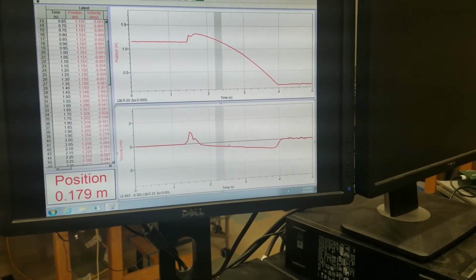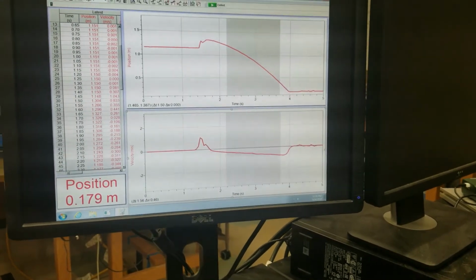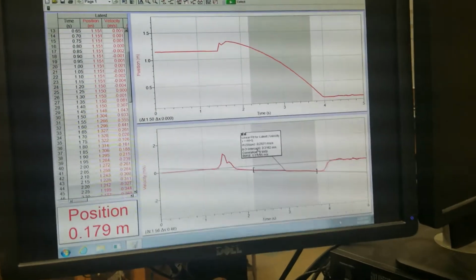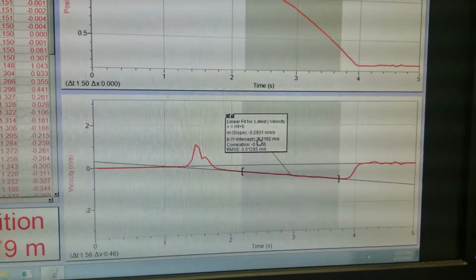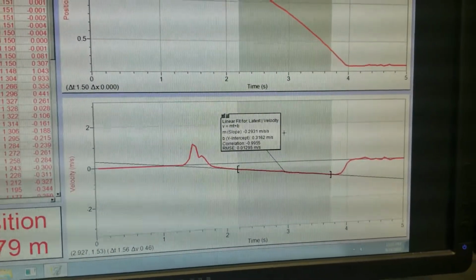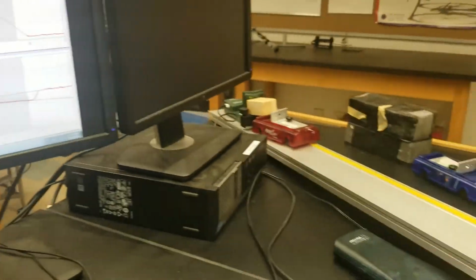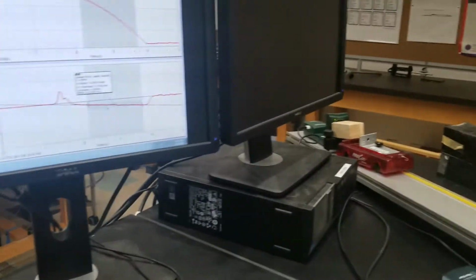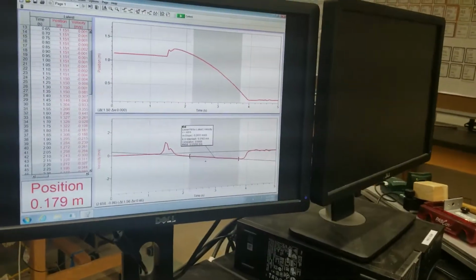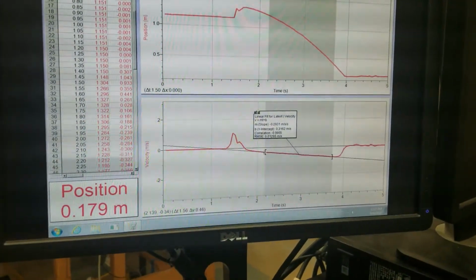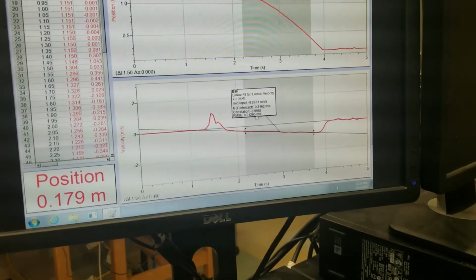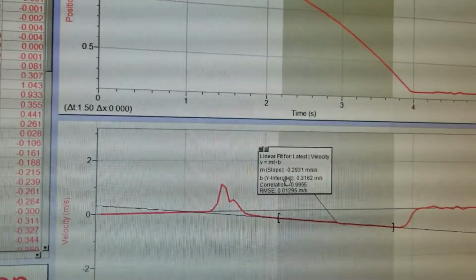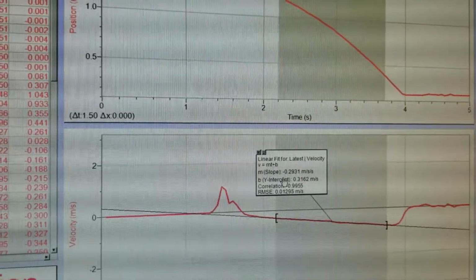Let's highlight a section and try a linear fit. The slope is negative 0.2931 meters per second squared. The reason it's negative is because it's moving toward the motion detector. But in our experiment, you can forget about the negative sign. Therefore, the acceleration from the slope of the velocity-time graph is 0.2931 meters per second squared.